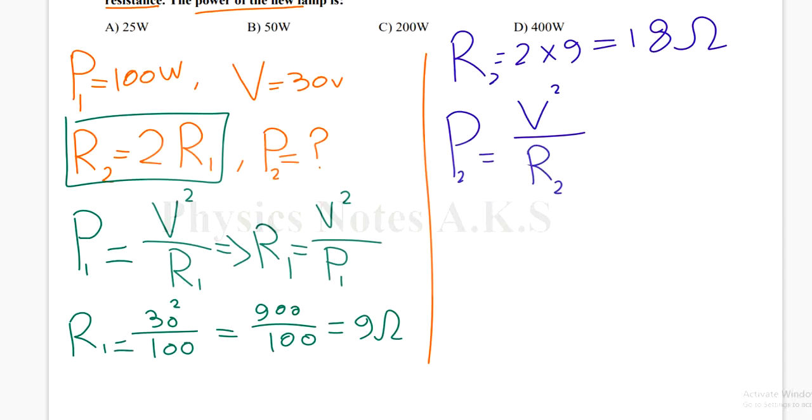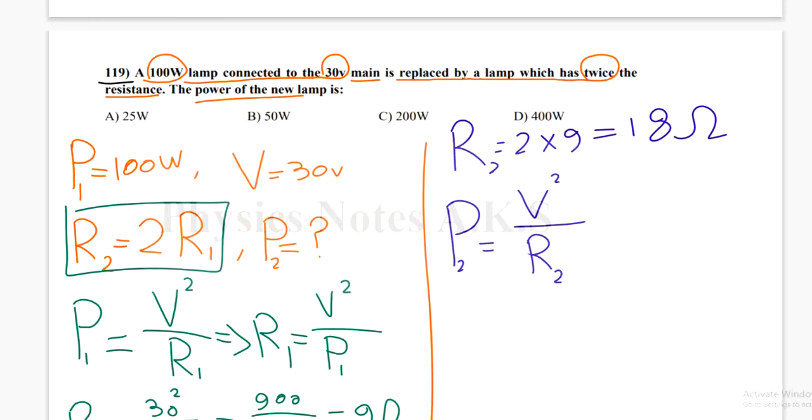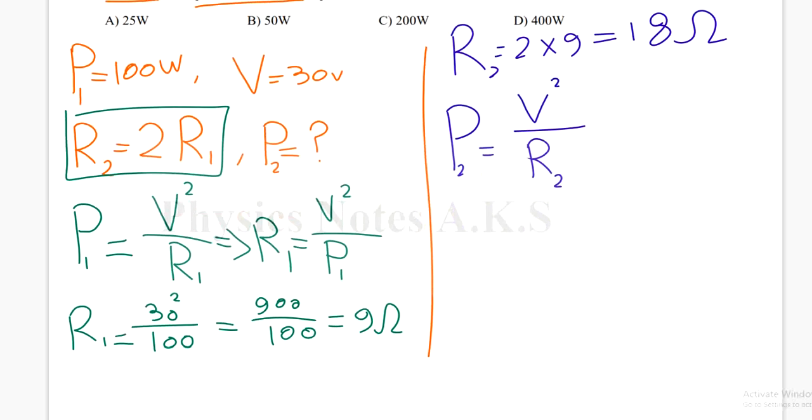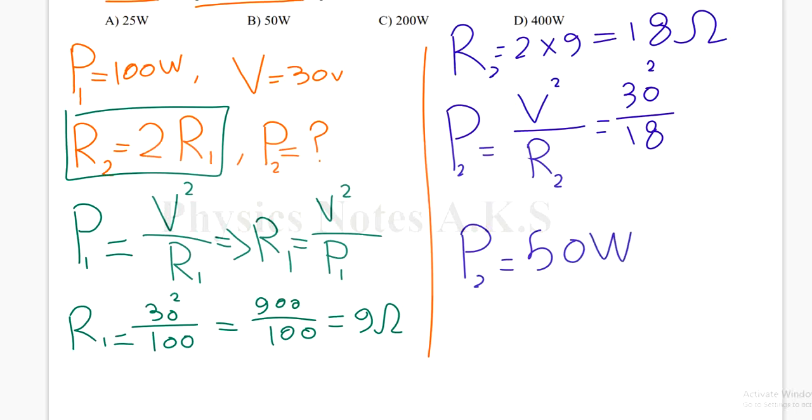Notice here that I don't label V1, V2 because it's the same potential difference source. It's the same source. They called it the main. They called it 30 volt main, so it doesn't change. Okay, so P2 is going to be 30 squared over 18. Okay, when you calculate this, we get 50 watt.